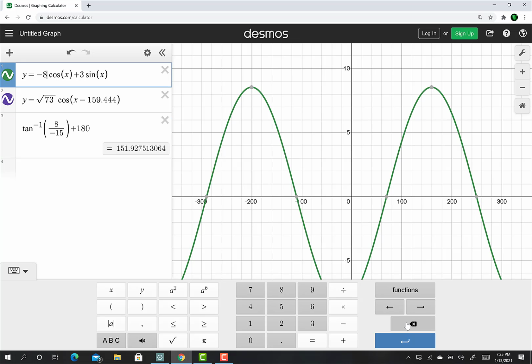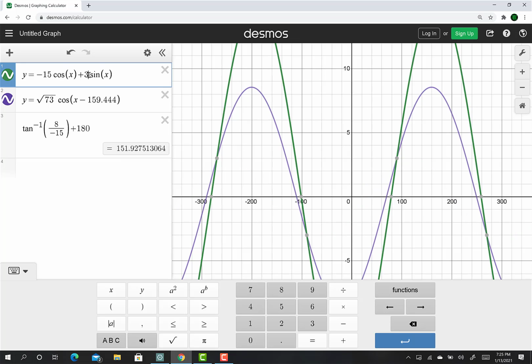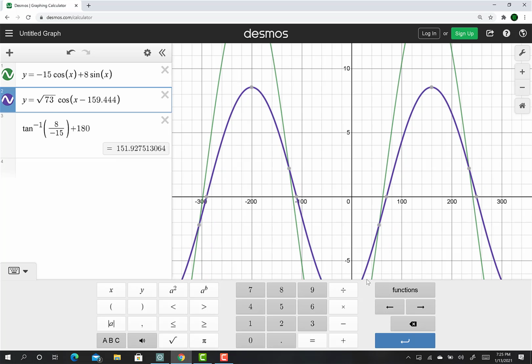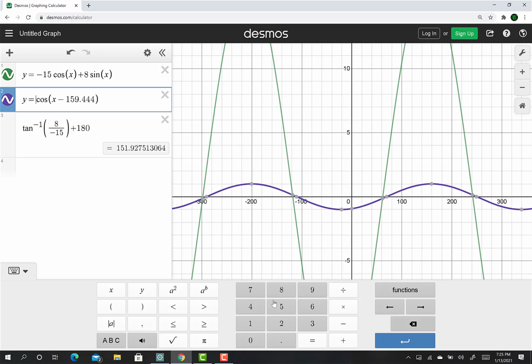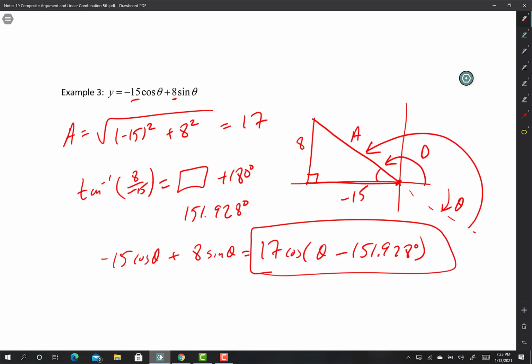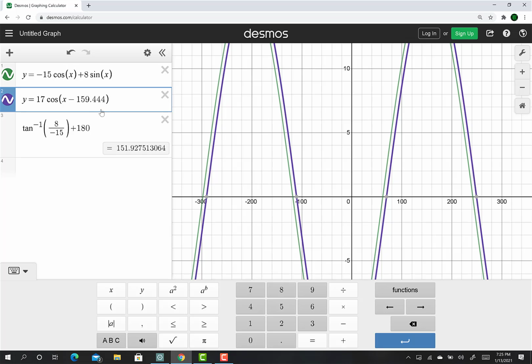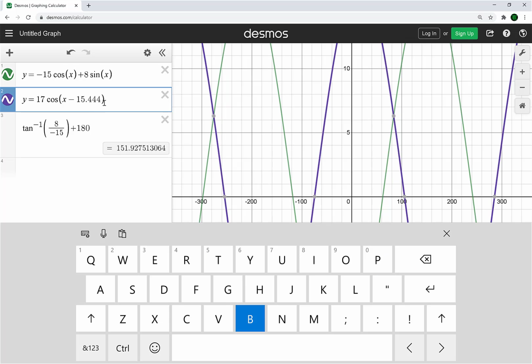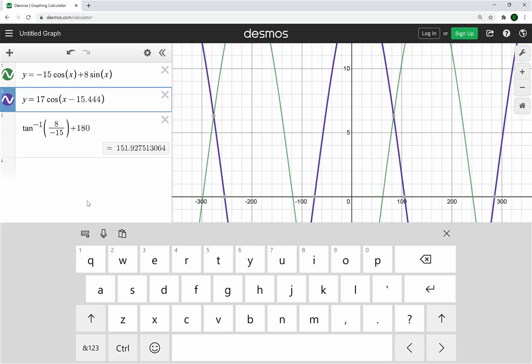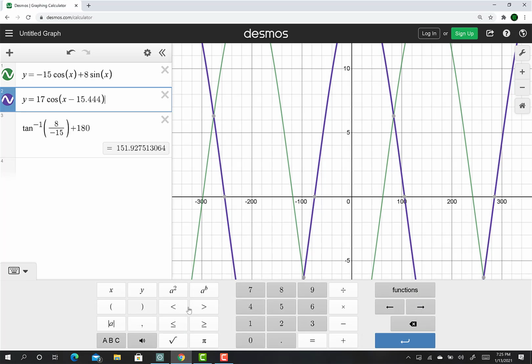What did I have? Negative 15 there. And 8 here. And let's see. Change that to 17. And I already forgot the number. You can already see they're really close, right? 151.928. 150. That sucked. 151. Everything's wrong here.